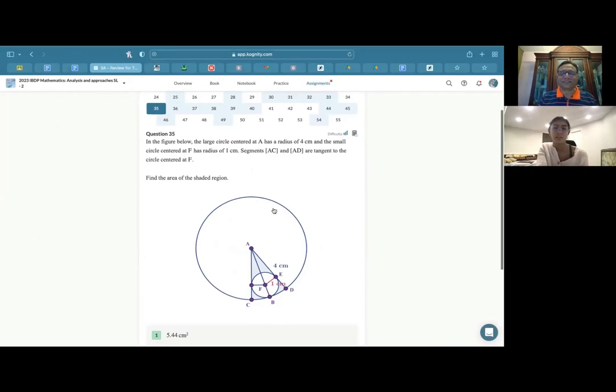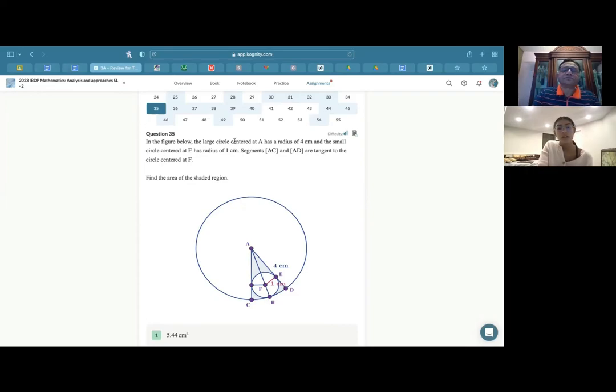Here it just says segments AC and AD are tangents to the circle centered at F. So I know that this is 90 and this is 90, and I think I can solve from there. Very good. I think we should do this though, just in case. Okay, sure. Please read the question.